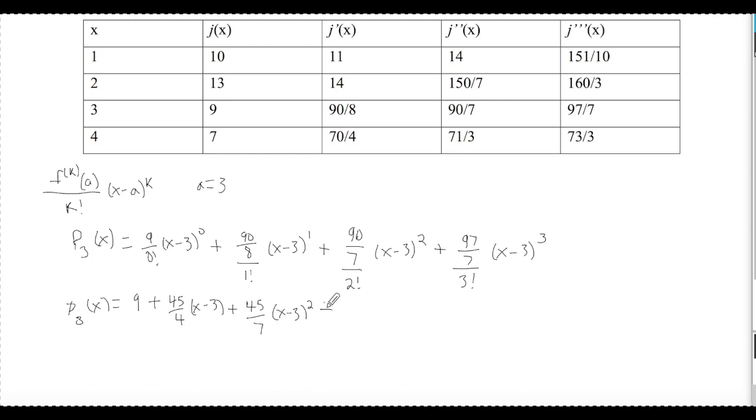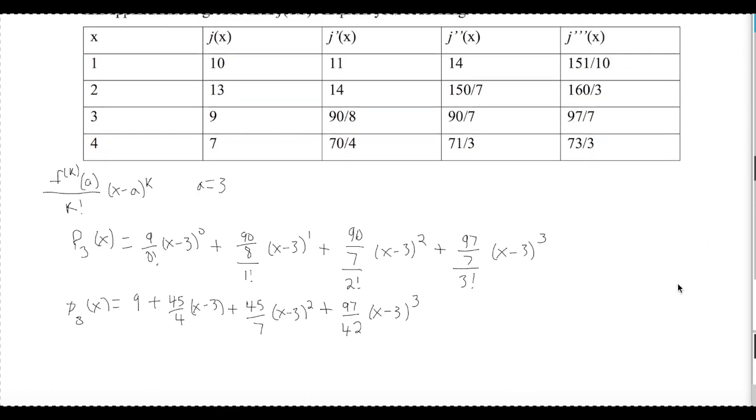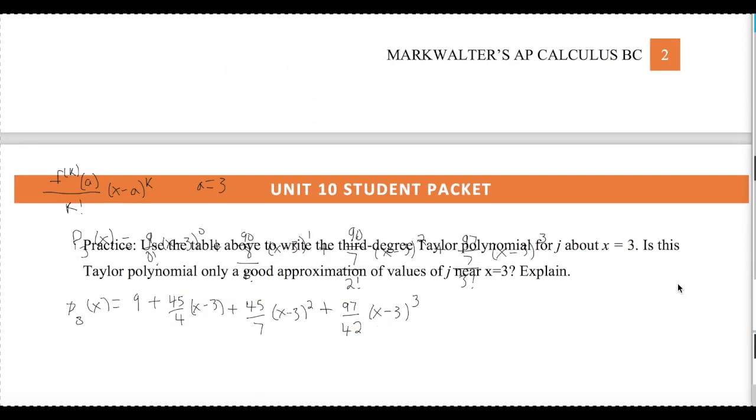Then plus 97 over 7, divided by 3 factorial. Remember, 3 factorial is 6. So this is going to be 97 over 6 times 7, which is 42, times x minus 3 cubed. There we go. So there is our third order Taylor polynomial, third degree Taylor polynomial for j centered at a equals 3.